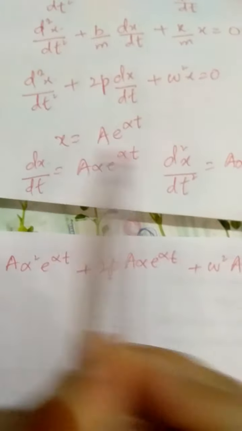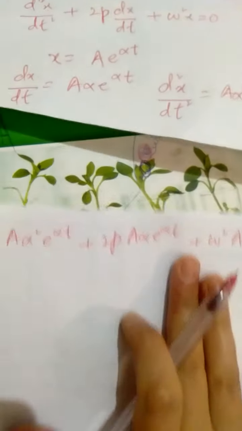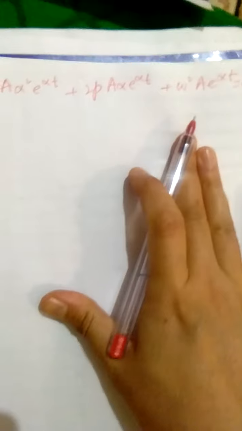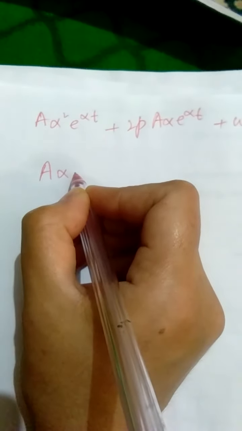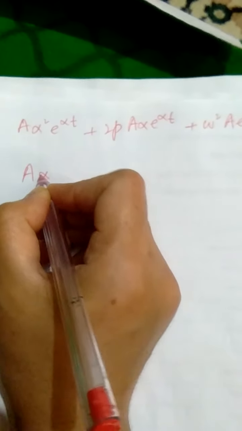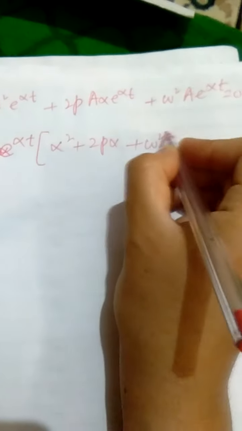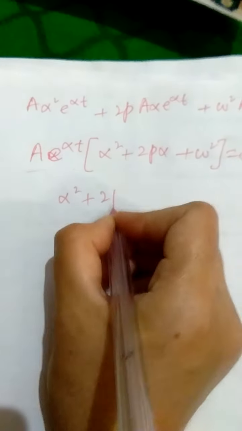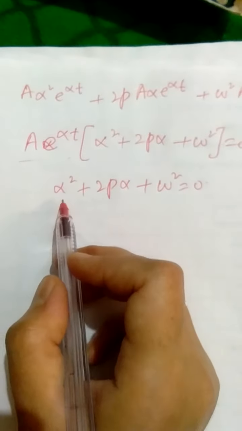So all I have done is that I have put these substitutions here. So what do I get? I can take out a e to the power alpha t as common. So what remains inside is alpha square plus 2p alpha plus omega square. This is equal to 0. Obviously, a e to the power alpha t is not 0. Then alpha square plus 2p alpha plus omega square is equal to 0. This is a quadratic equation in terms of alpha.